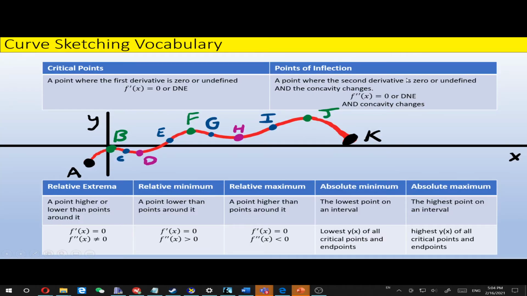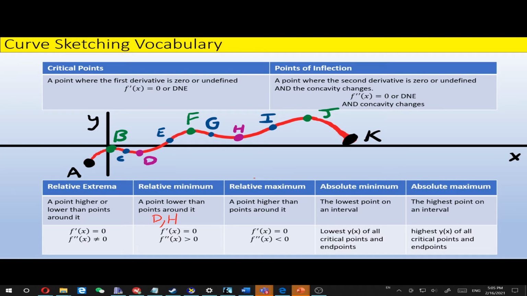So let me just go for some vocab really quick. I've got some critical points and points of inflection that are all labeled on this graph, A through K. Which of these points would be relative minimums? This graph is the original function, yes. Okay, so we are looking for relative minimum, right? Yes. Then our relative minimum is D and H. Perfect. D and H.